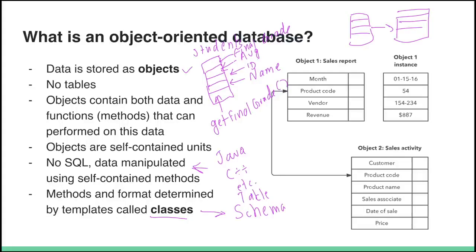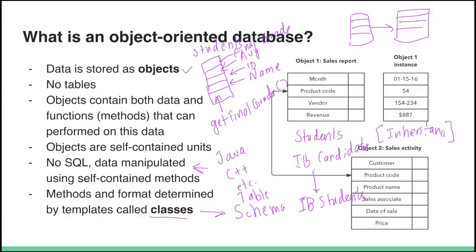And moreover, we can actually combine classes. So if you have a class for students and a class for IB candidates, we can inherit the functionality from students into IB candidates, and then we're going to have a class that encompasses both of their functionality. We could call it IB students. So not only can we use classes to create objects, but we can combine classes so that we can then have more complex objects that combine the functionality of more than one class. That's called inheritance.